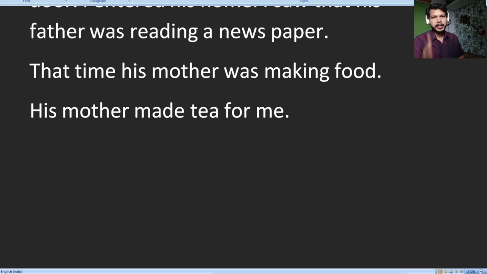So this is the difference between past indefinite and past continuous. If you want to show that a person, any subject did something, completed action, one time action, past indefinite. If action which was just going on, no idea when it started, no idea when it is going to end, past continuous. I think you must have got it. Now let's read the book.